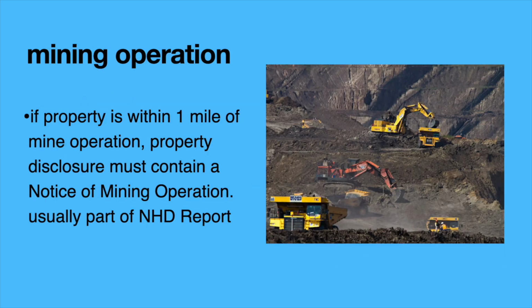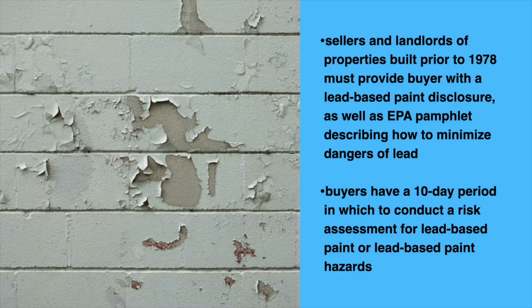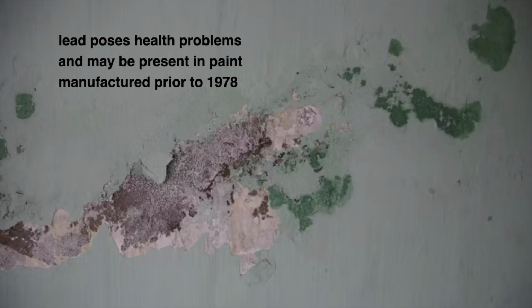Mining operation. If the property is within 1 mile of a mine operation, the property disclosure must contain a notice of mining operation. This is usually part of the NHDR. Sellers and landlords of properties built prior to 1978 must provide the buyer with a lead-based paint disclosure, as well as an EPA pamphlet describing how to minimize the dangers of lead. Buyers have a 10-day period in which to conduct a risk assessment for lead-based paint or lead-based paint hazards.